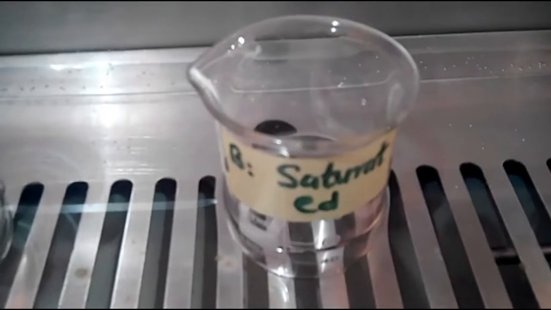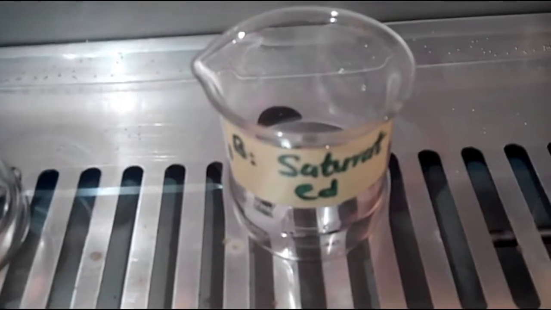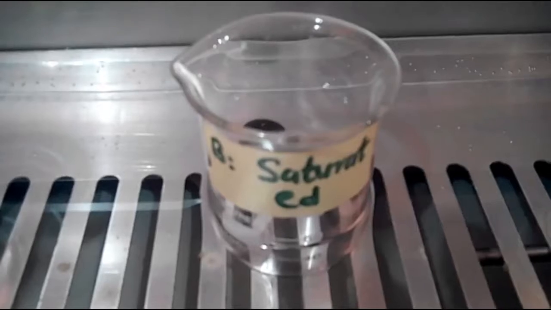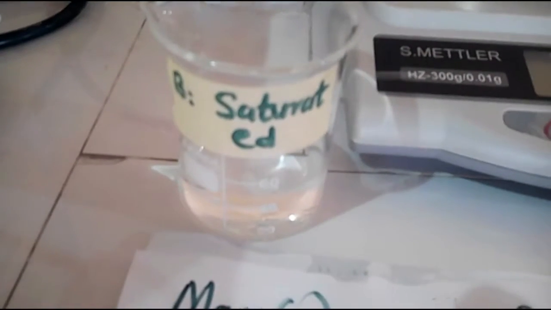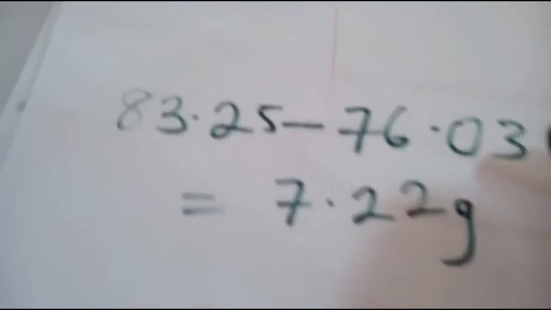Solubility is the amount of solute that will saturate 1 dm cube of a solvent at room temperature. Mathematically, solubility is equal to mass over molar mass times 1000 over volume. For example, the solubility of sodium chloride can be determined from a saturated solution B. Here, 7.22 grams of sodium chloride dissolves in 40 cm3 volume of distilled water.